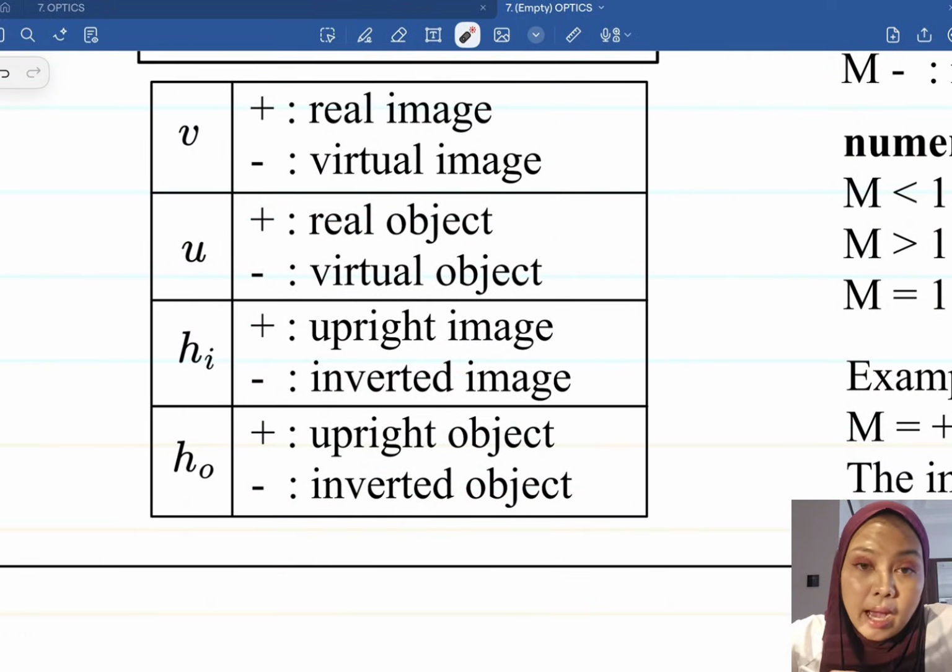HI is the height of the image. If it is positive, it is an upright image, which is normally referring to the object. If it is negative, then it means that it is inverted, going downwards. If it's upwards, and then it's one downwards. HO is the height of the object. Normally, if it is positive, then it is an upright object. If it is negative, it is an inverted object.